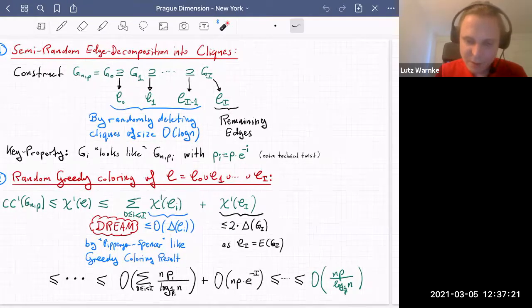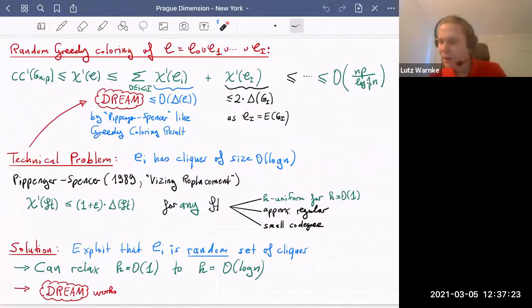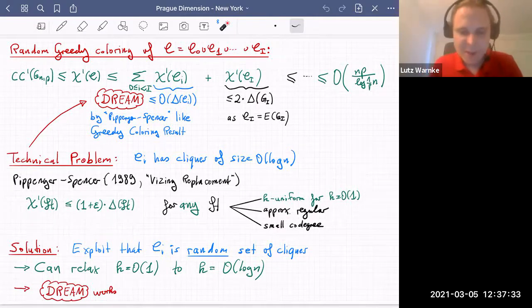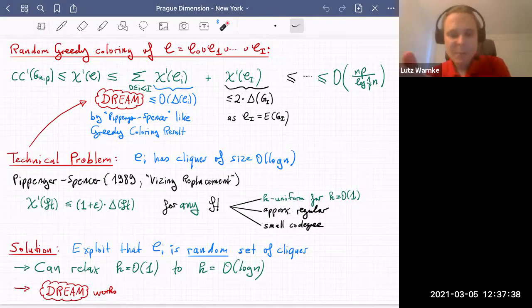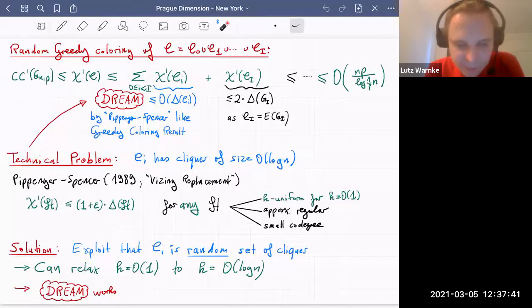I wanted to expand on this a little bit more, because I think this is at the core of the problem. I think this particular point was holding back progress on the problem previously. So let me say a few more words about this. The main reason why this was challenging was, as I mentioned, that the cliques have very big size, of order log n. If they were of constant size, then the previous result by Pippenger and Spencer would be enough.